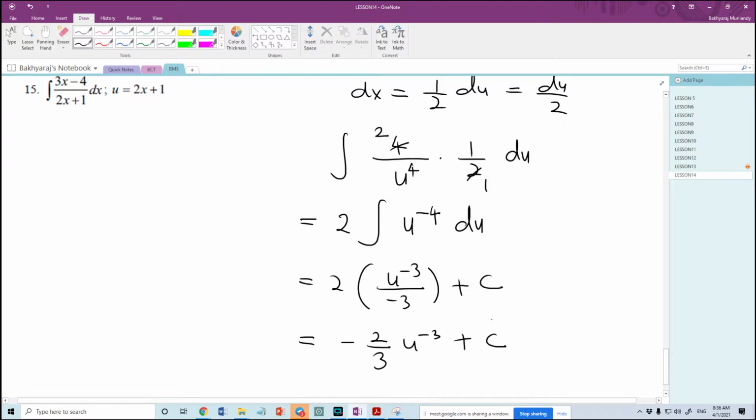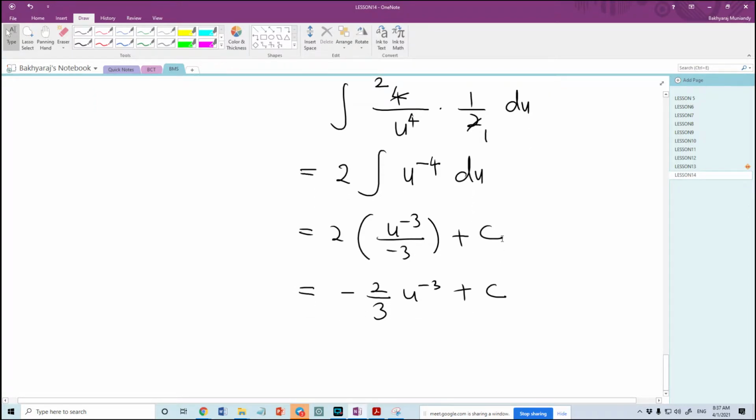Okay, remember negative 3 I must make as a positive power, right? So positive power means what? I must bring it back as a denominator. So I get what? Negative 2 over 3 u power of 3 plus c lah, because ni dia akan pergi bawah balik lah. So bila pergi bawah, you get u power of 3 lah.